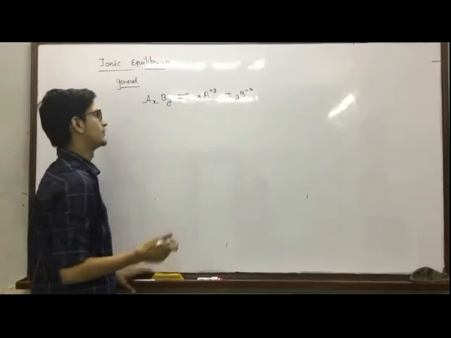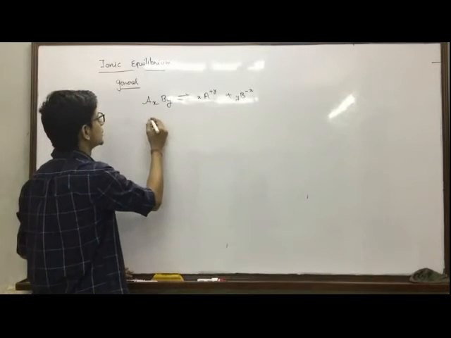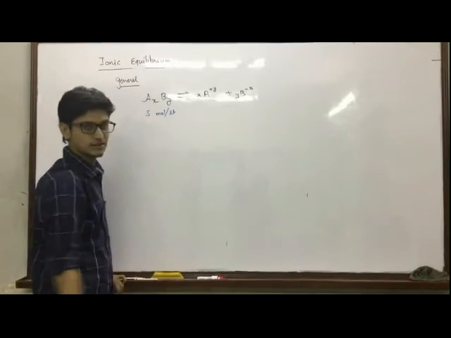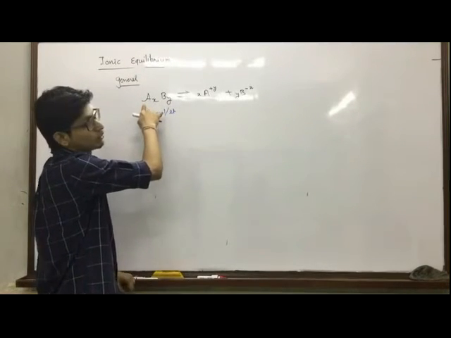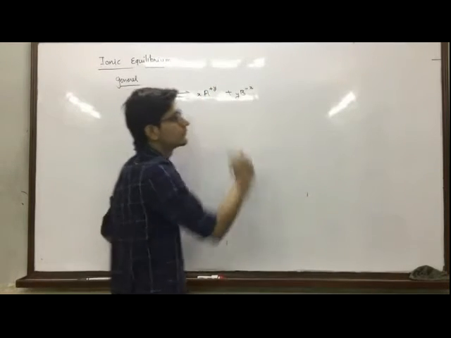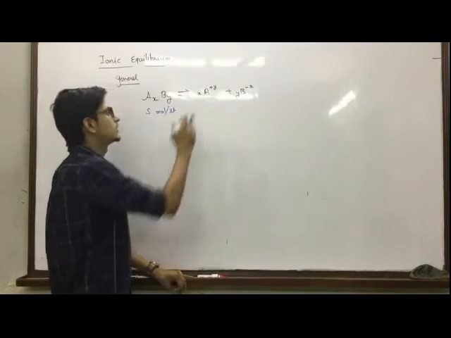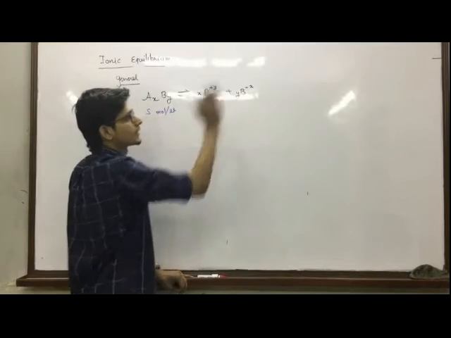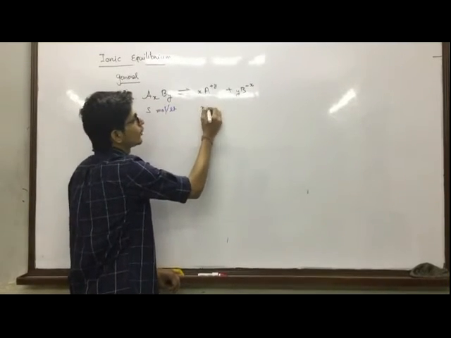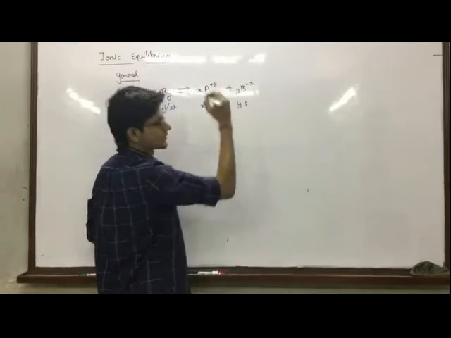Now, again, we are going to approach with a similar method. Let S moles per liter of AxBy dissolve. If S moles is dissolved, then how many A to the plus y ions and how many B to the minus x ions are going to form? Again, with the stoichiometry, we can predict how much A to the plus y and B to the minus x is formed. If S is dissolved, it is going to form x into S of A to the plus y, and y into S of B to the minus x.